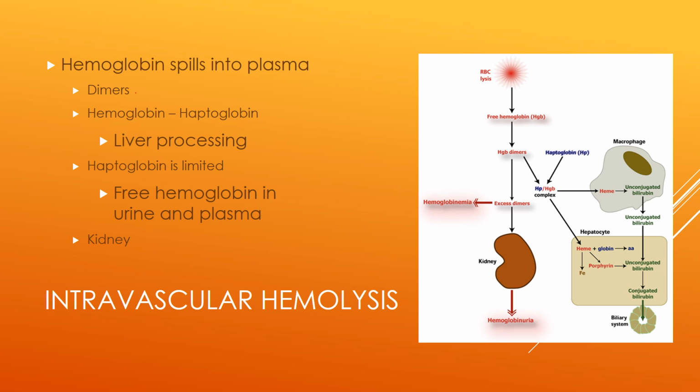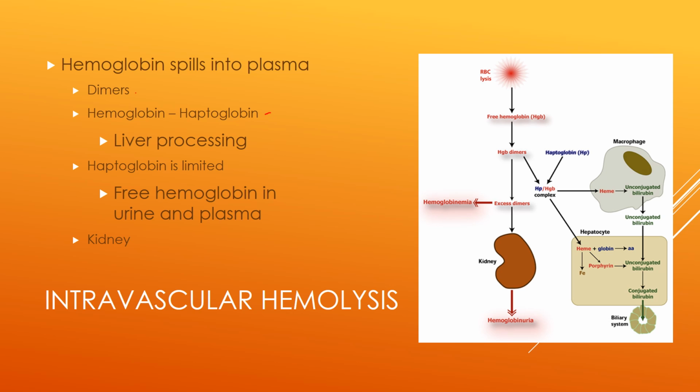They're called dimers, okay? Those dimers are then going to be bound to haptoglobin. Haptoglobin, actually, that's what it does. It's able to bind the dimers. So this haptoglobin-hemoglobin complex then goes to the liver, where the liver can process those products.